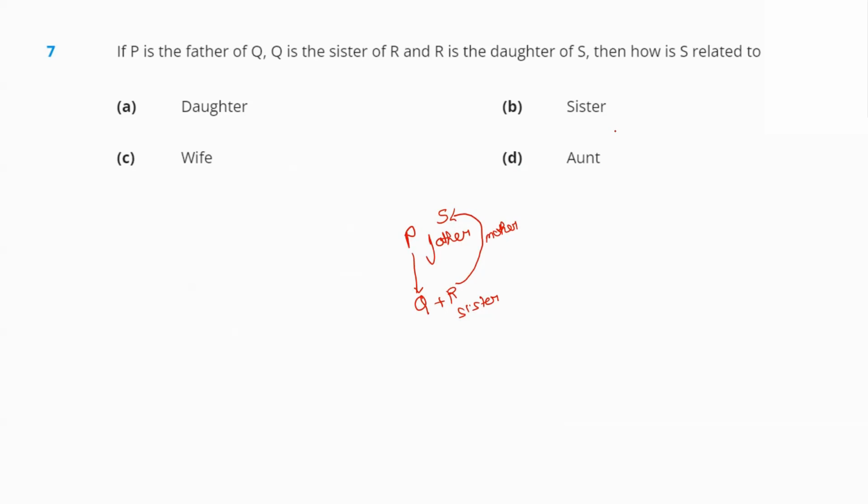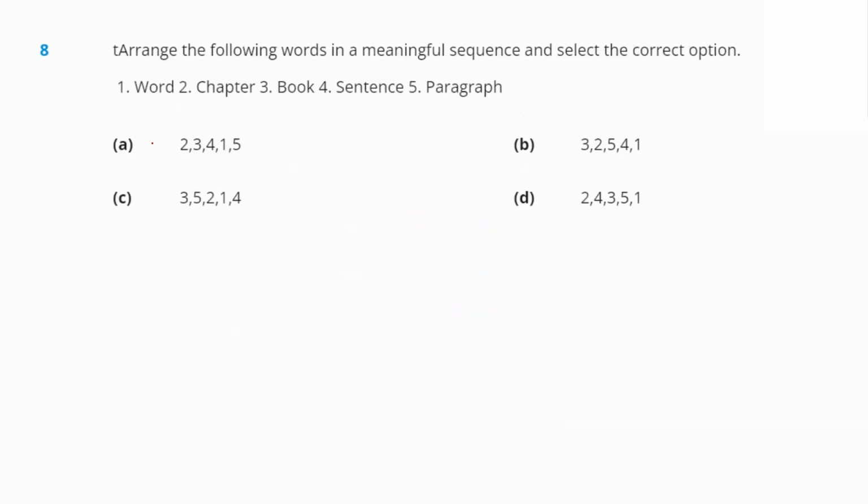So how is S related to P? S and P are couples. So S is a wife of P. So our answer C is the correct answer. Moving on to the next question.